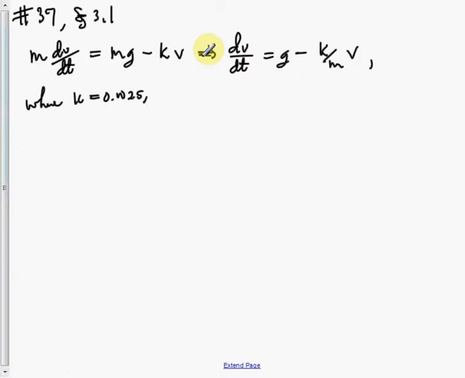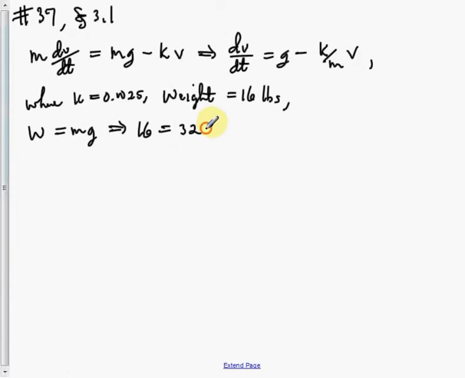I think we saw before, oh yeah, number 36 said that the weight is 16 pounds. So we know that the weight is equal to mass times the acceleration due to gravity. So this implies that 16 is equal to 32 times m. And so we get the mass to be 0.5 pounds. And then they also tell us that the initial velocity is 300 feet per second. So I think that's all we need to get started.